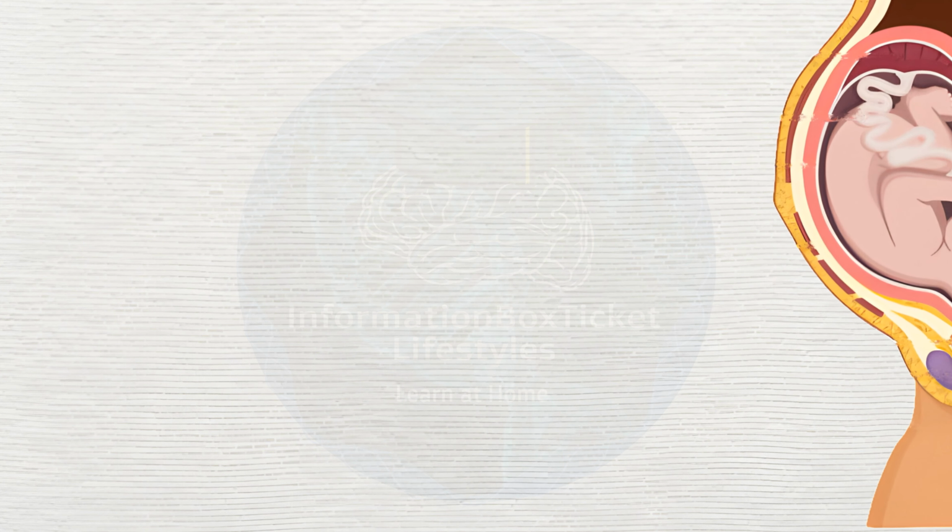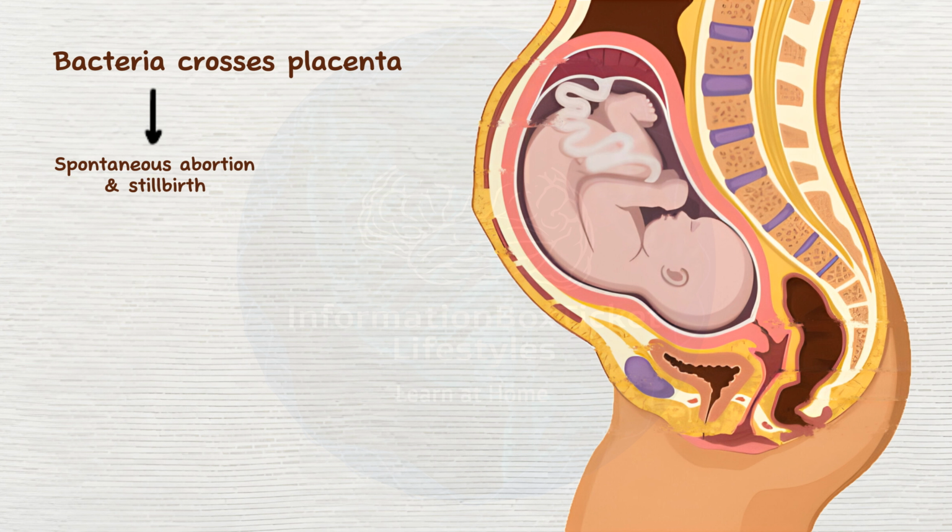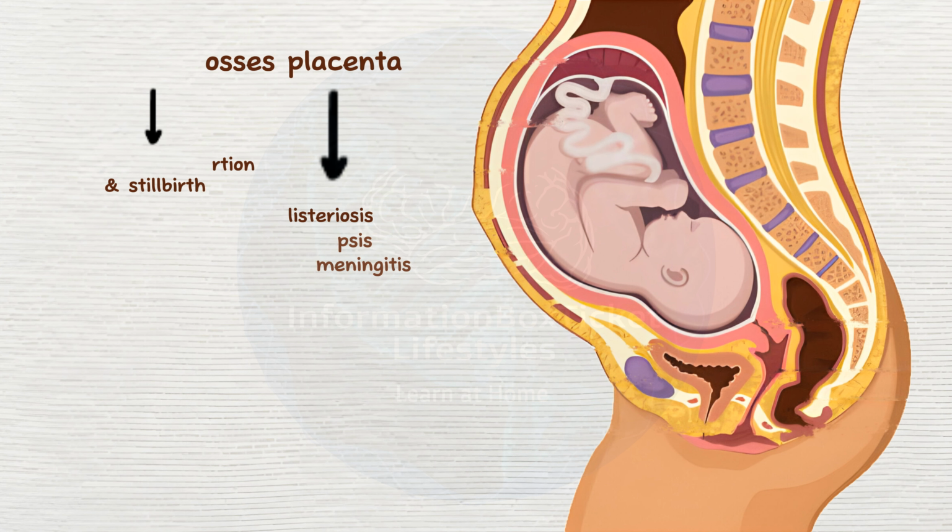The worst-case scenario in pregnant women is when germs cross the placenta and reach the fetus. This may lead to a spontaneous abortion or stillbirth. If the fetus lives to term, it may be born with neonatal listeriosis, which can result in sepsis and meningitis.